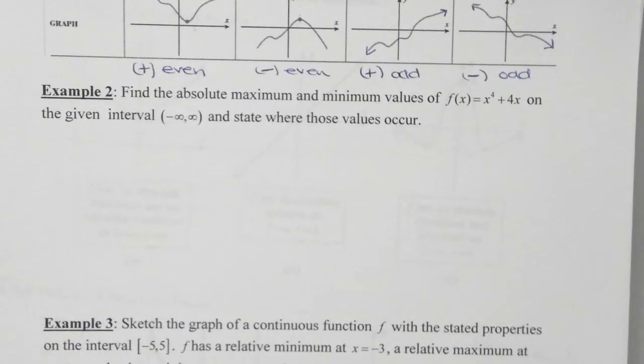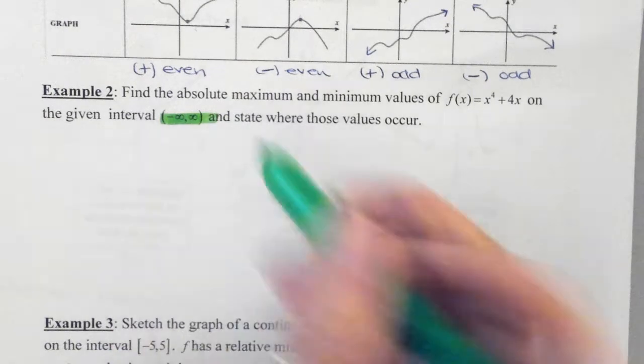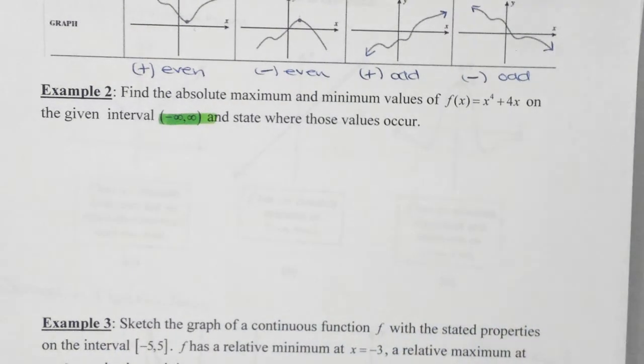So when you're taking a look at a problem here, it says find the absolute max and min values of this function on a given interval from negative infinity to positive infinity and state where those values occur. The first thing you need to look at is, okay, I don't have a finite interval. I don't have a closed interval. And my graph is going to go on and on and on in either direction. So I need to figure out, first of all, am I going to have an absolute max or an absolute min at all? And this is going to be based on the degree.